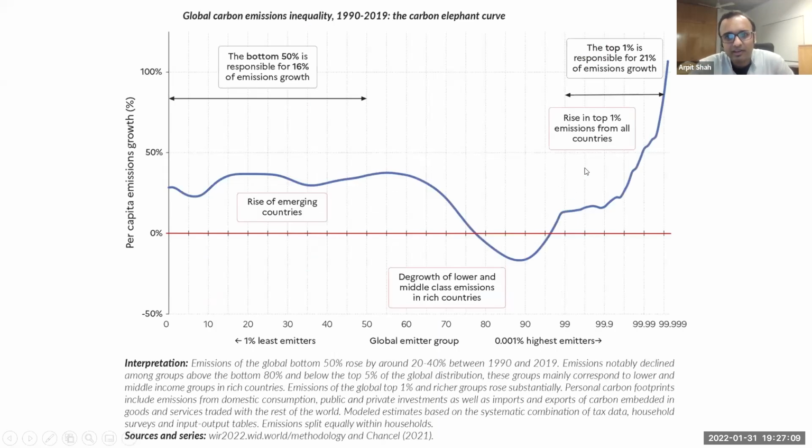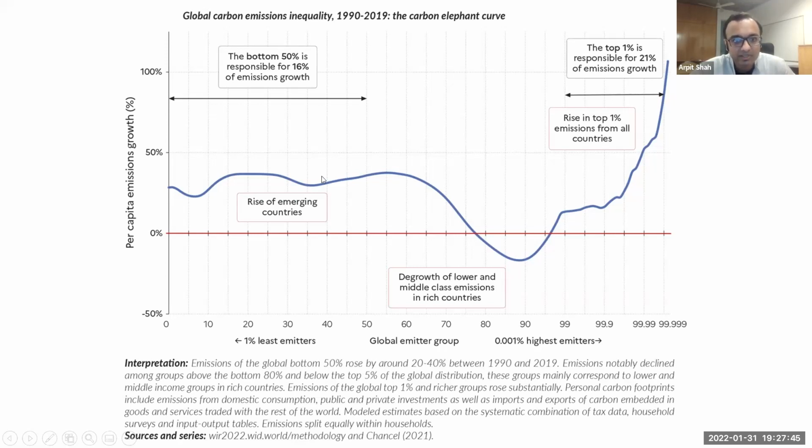This shows how this inequality has evolved over time. I think what they've referred to as the carbon elephant curve. If you look at this curve from left to right, it shows the head of an elephant, and on the right, an upraised trunk. Right? And what this shows is how much emissions have grown in the last 30 years, between 1990 and 2019. On the y-axis, you have growth in emissions, the red line being 0. On the x-axis, as you move from left to right, you move from the lower to the higher emitter groups.